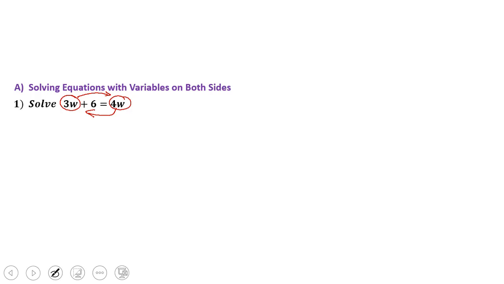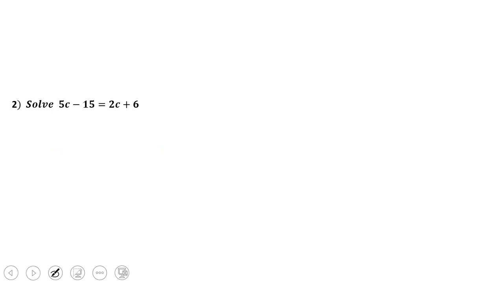Since they're on opposite sides, we do opposite operations, the inverse. So we're going to subtract 3w from both sides. That leaves us with 6 is equal to w. Done. No more to do on that one. Once again, hopefully you're listening and paying attention, and then you pause the video to write it all down.